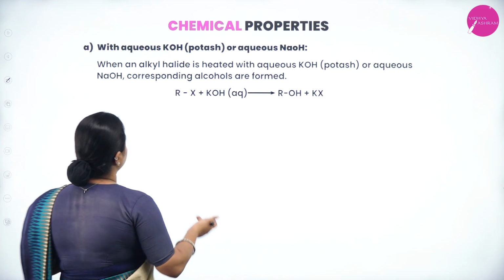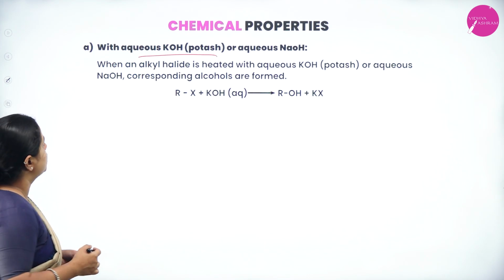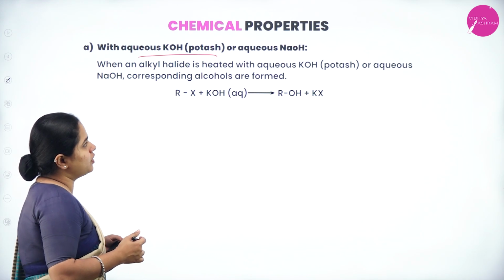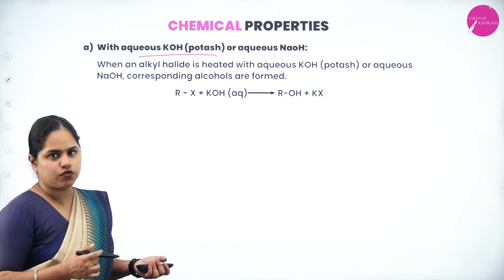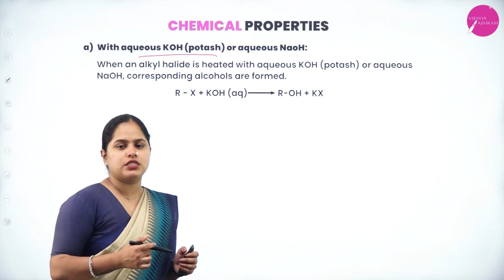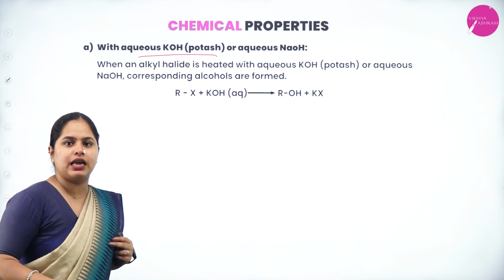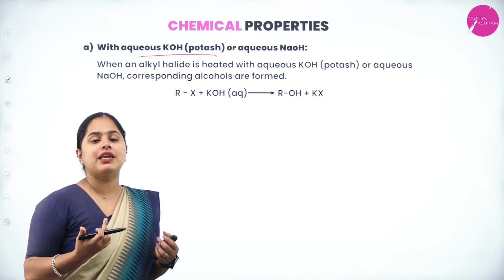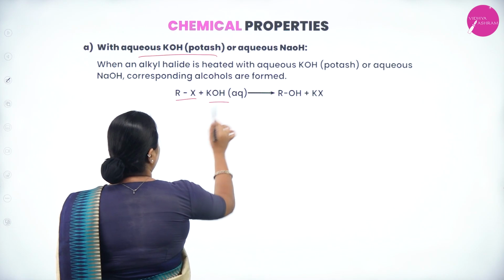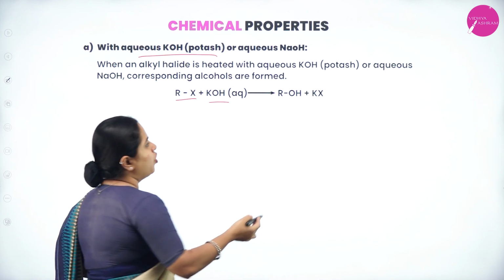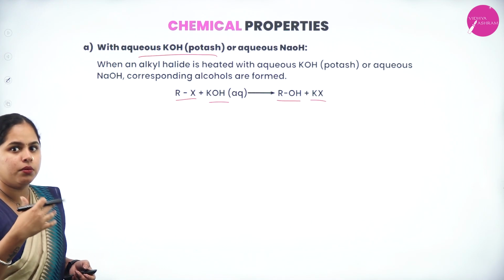aqueous NaOH. This aqueous KOH is called potash, or aqueous NaOH. So when an alkyl halide is heated with aqueous KOH or aqueous NaOH, the corresponding alcohol is formed. This is the first nucleophilic substitution reaction. The reactant will be alkyl halide, because we are studying the chemical reactions of alkyl halide. So when alkyl halide reacts with KOH or NaOH in aqueous state, what will we get? The corresponding alcohol and potassium halide or sodium halide.